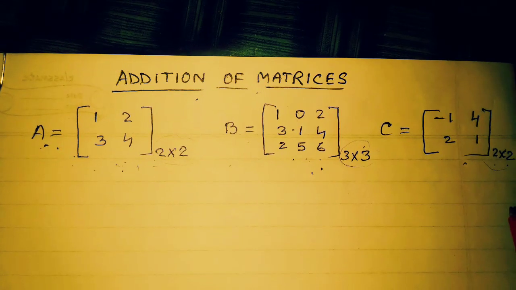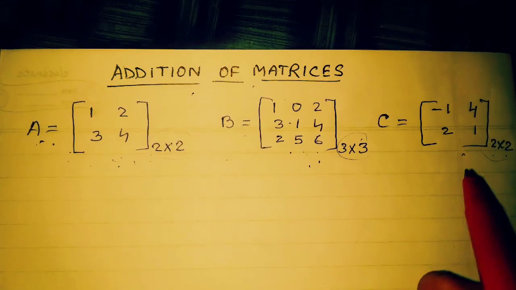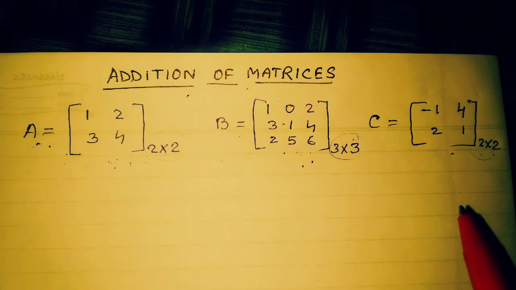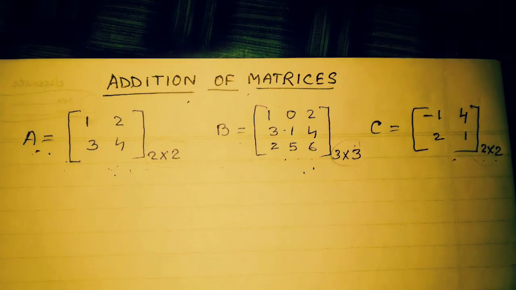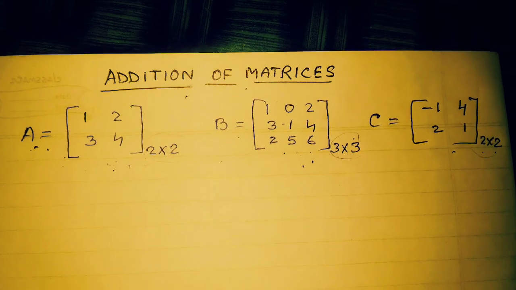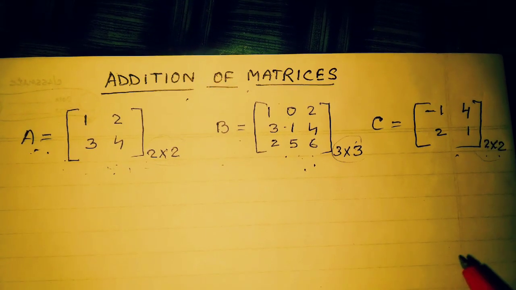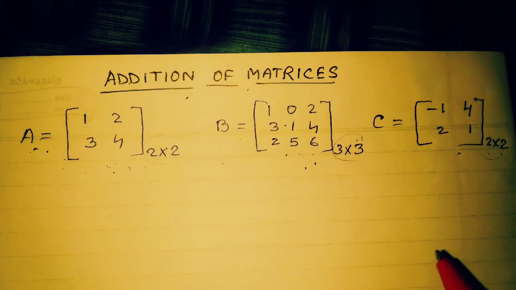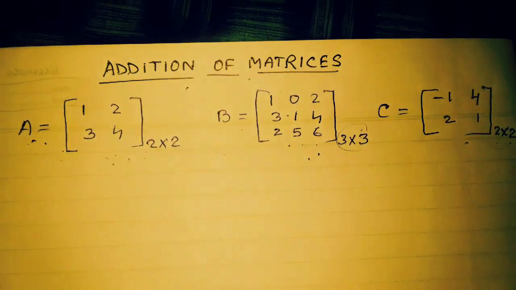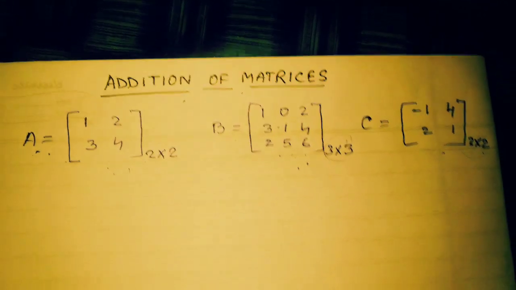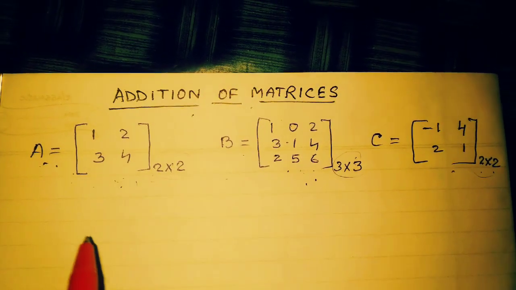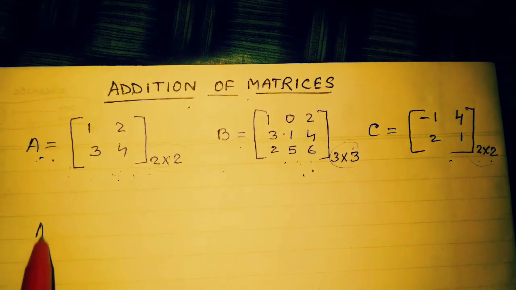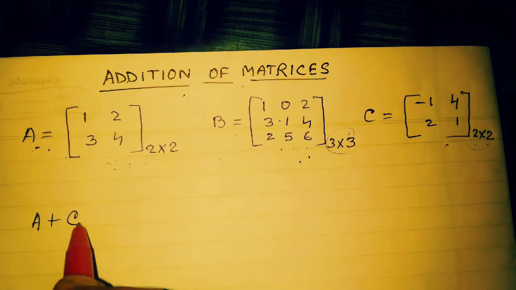It is not necessary that only square matrices add. We can add rectangular matrices also, but we will check whether the order is the same or not. If you take a 2 into 3 matrix, and another one is also a 2 into 3 matrix, then it is also possible to add. So now we'll see how to add, like A and C. A and C are possible to add over here.